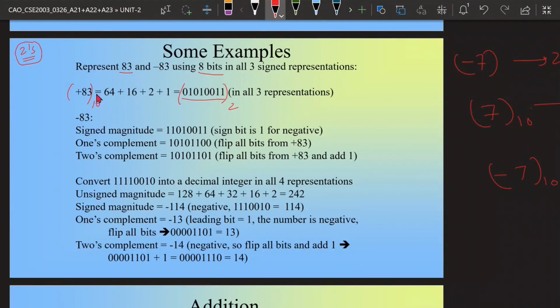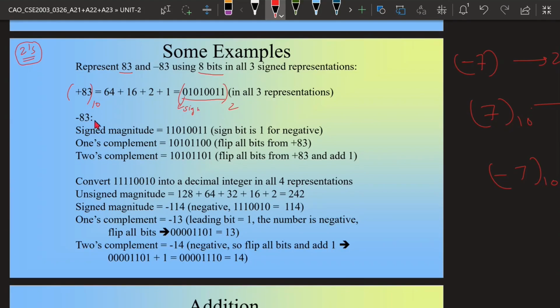If a positive number is there, the same representation will be there in all the cases, whether it is sign magnitude representation, 1's complement, or 2's complement. In all three representations, plus 83 will be represented the same way. But in the case of minus 83, each representation will be different. In sign magnitude, this is the value that is 83. If we represent it in sign magnitude, the first bit will be the sign bit.